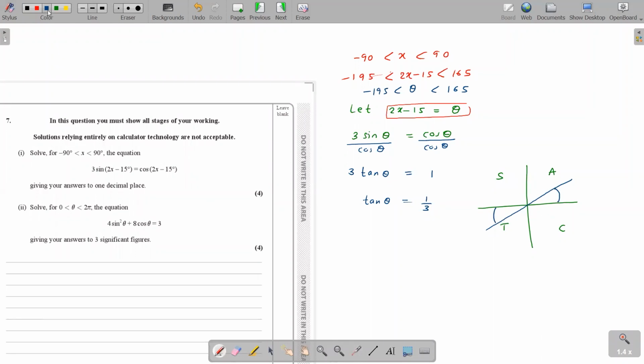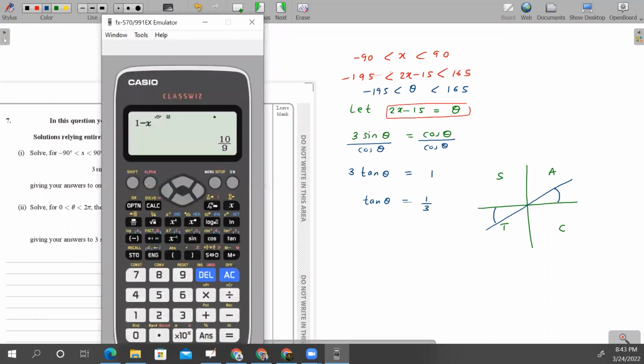Can you all get me the acute angle for tan inverse 1 over 3? It's supposed to be in degree mode. Make sure your calculator is in degree mode, okay? Check the mode of the calculator. Right now, my calculator is in radian mode, so I need to shift it to degree mode. Okay, and then let's type tan inverse 1 over 3. What do I get?